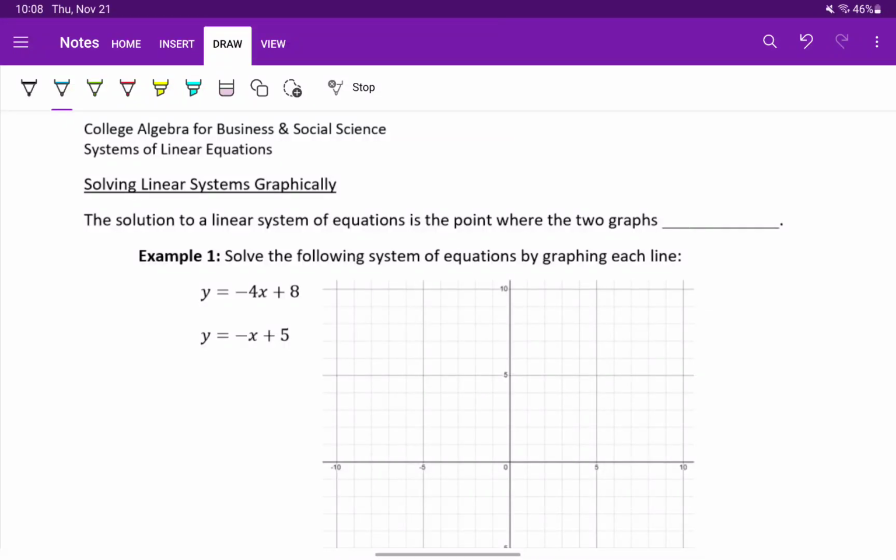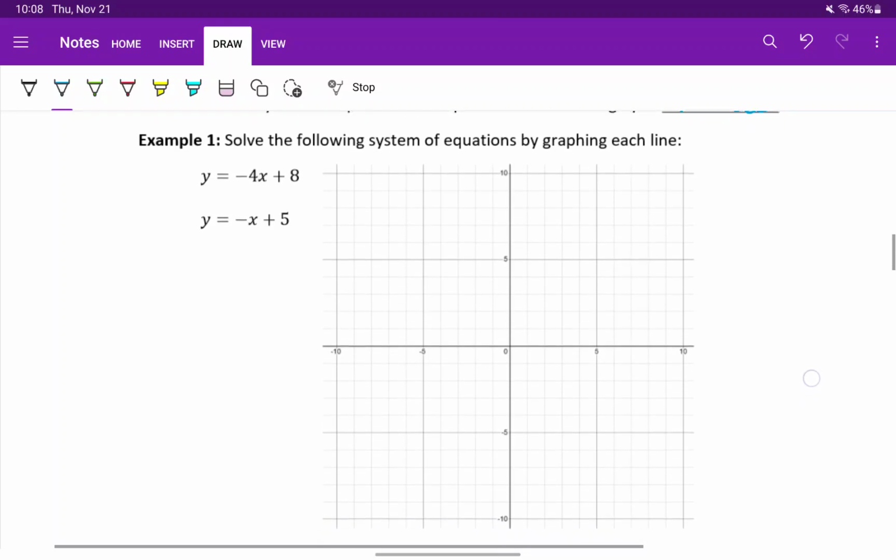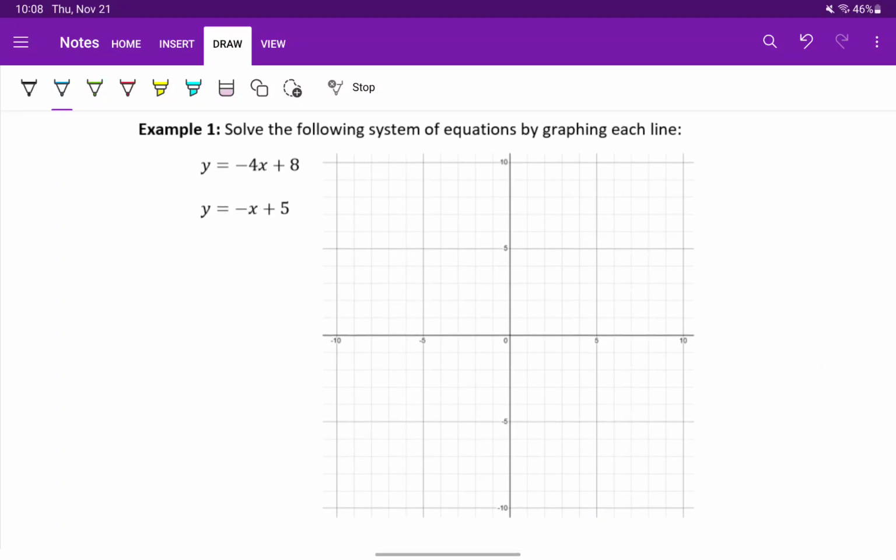Now we want to look at how we can find the solution to a system of linear equations graphically. That solution is going to be the point where the graphs of our two equations intersect. Meaning we need to graph the two given equations in example 1 and find that point of intersection.